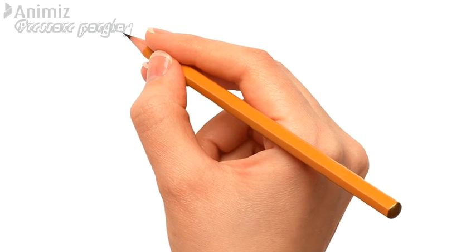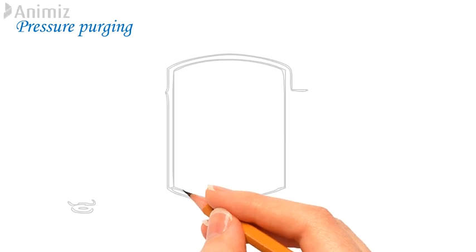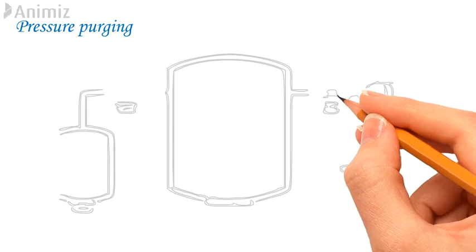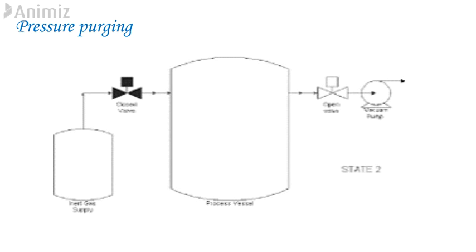Pressure purging: nitrogen flows continuously to the vessel and the vessel is pressurized to a set value with the vent valve closed. After a certain pressurization, the vent valve opens to vent the pressure. The cycle is repeated until the required LOC is achieved. Advantages: less nitrogen and less time required than flow through purging.